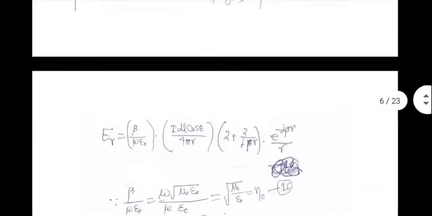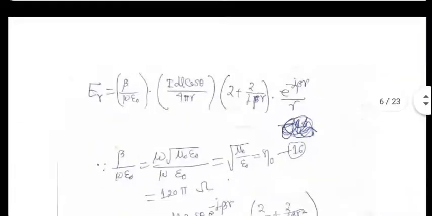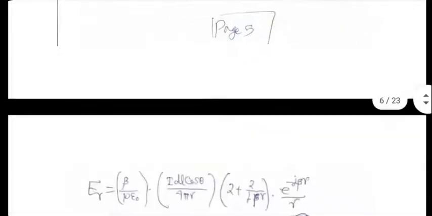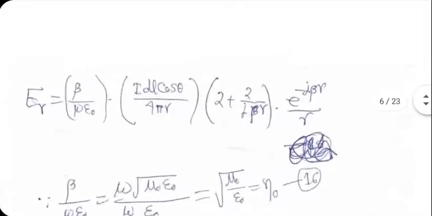Yeah, what I did was, beta upon omega epsilon naught is something that I have taken out. I have taken beta upon omega epsilon naught out, and within the brackets I have put 2 plus 2 upon 2 j beta r. So beta is out from the terms within the brackets. Okay, so that equation is reshaped a little bit here.